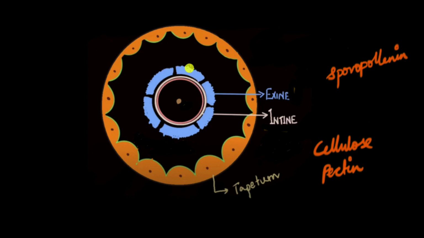Unlike the intine, the exine is not continuous. It is made up of gaps. Now these gaps are not there just randomly. They serve an important purpose. To understand why these gaps are present, let's talk about what happens to this cell.